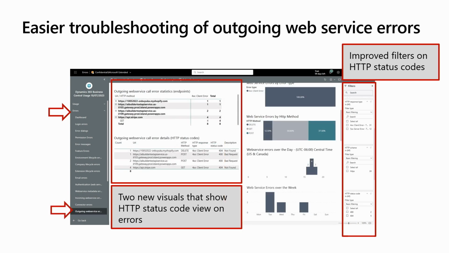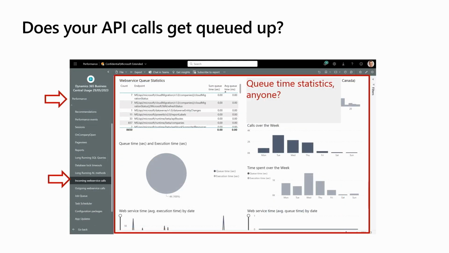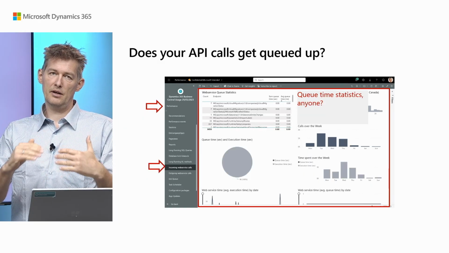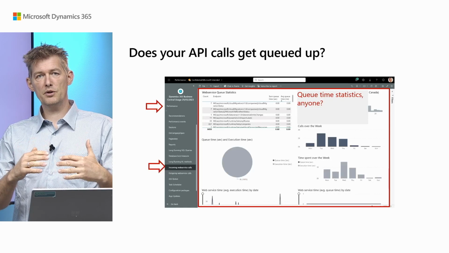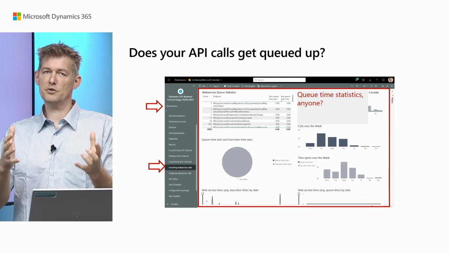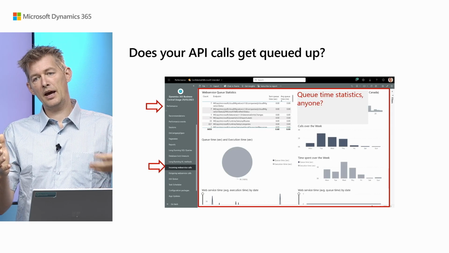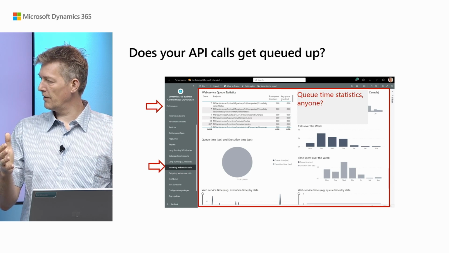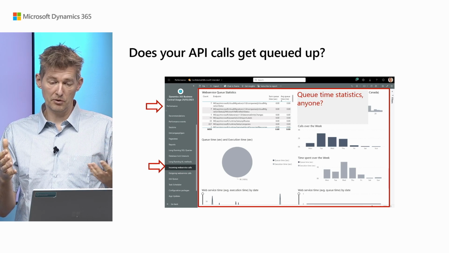Same goes for outgoing web services. You also get this new filtering and status code visuals. And then in the last release, or actually some releases ago, we added a queue for incoming web service calls. Because if you are flooding the server with a lot of calls, we want to make sure that the server survives, and we just can handle things as available resources become available.